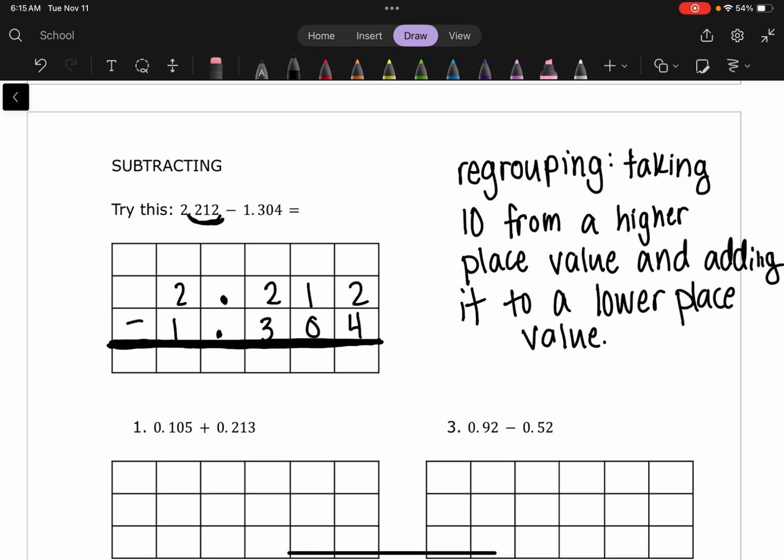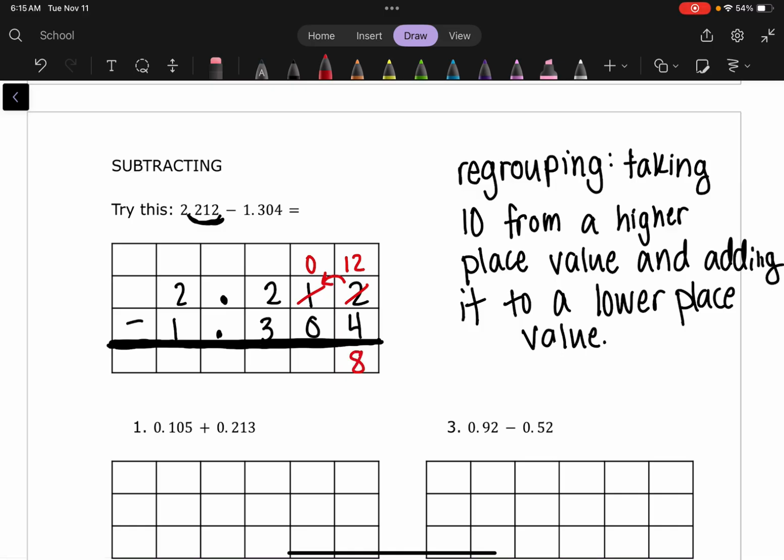2 minus 4. Well, I can't take away 4 from 2. I don't have enough. So, as my elementary teacher said, I need to go knocking on the door of the place value right next to me and say, hey, do you have any 10s that I can borrow? And the 1 says, of course I have 10s that you can borrow. But I lose them. So, what's 1 minus 1? It is 0. And the 2 becomes a 12 because we added 10. Okay, 12 minus 4 is 8.